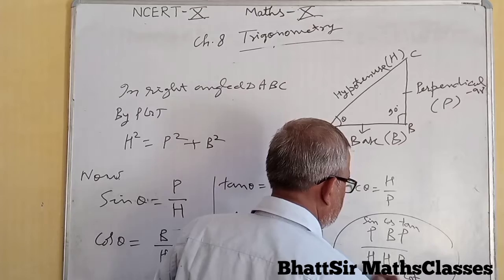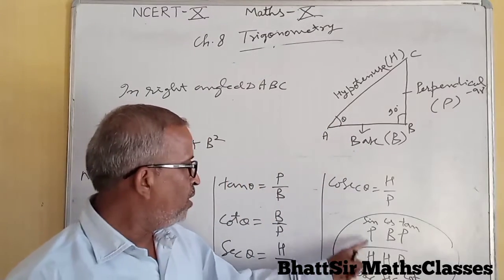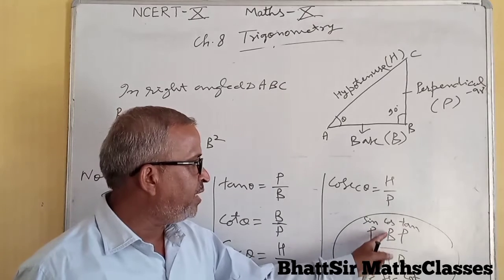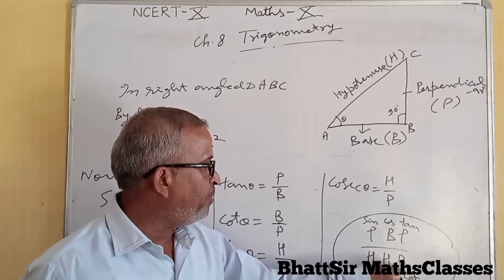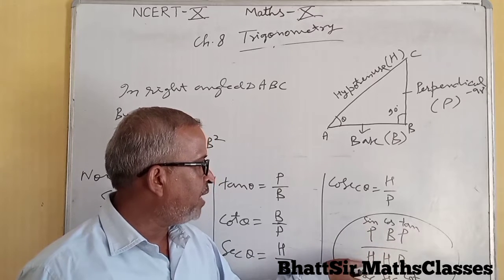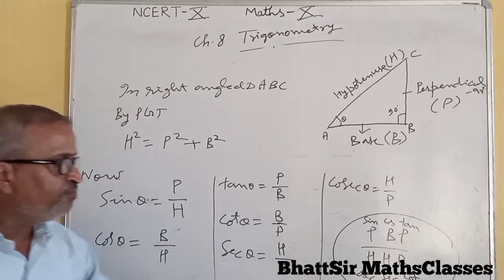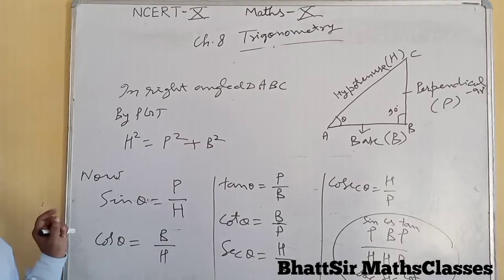Cot, sec, cosec. So sin theta perpendicular over hypotenuse, cos theta base over hypotenuse, tan theta perpendicular over base, cot theta base over perpendicular, sec theta hypotenuse over base, cosec theta hypotenuse over perpendicular. With the help of this formula you can learn these formulas.